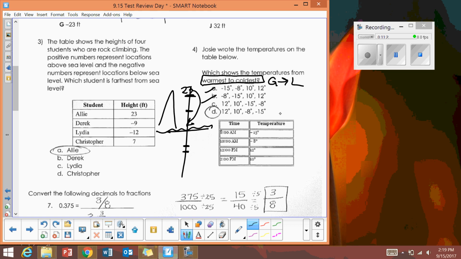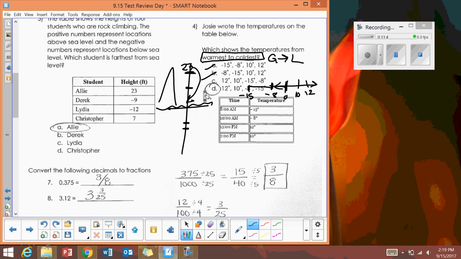So we're on a number line. Here we have 12, that's our biggest, then 10. Now here we're at 0. What's going to happen is these negative numbers are going to kind of flip. So if I'm going like this, it's going to be negative 8 and then negative 15. So it's greatest, which is 12, 10, negative 8, negative 15. So the answer is D for this one.